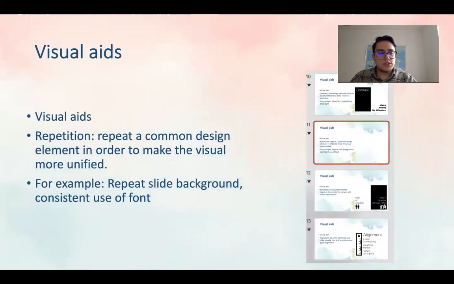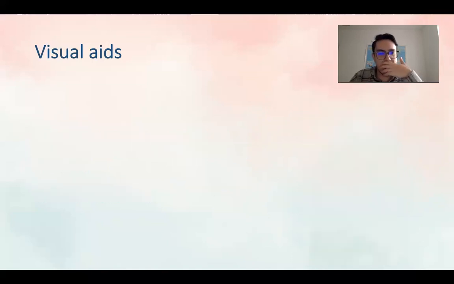Next is repetition. Repeat a common design element in order to make the visual more unified. For example, repeat slide backgrounds and use a consistent font. You can see on the right picture, I use the same slide background, or even this slide that we're working on, you can see every slide has the same background. So it gives unity. It seems unified. It seems it's the same story talking about the same topic.